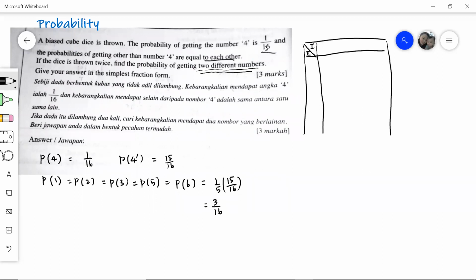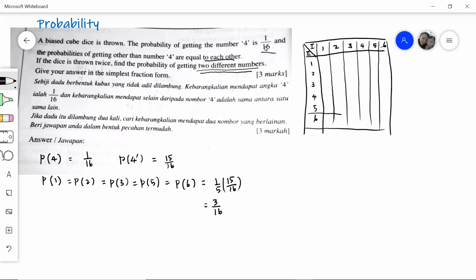So for each die, we have 1, 2, 3, 4, 5, 6. These are the outcomes. The same goes for the second die, or the die thrown the second time. The outcomes are also the same, 1, 2, up to 6. With this table, it can form a lot of outcomes. That means if the first throw we get 1, the second throw we may get 1, 2, 3, 4, 5, or 6.